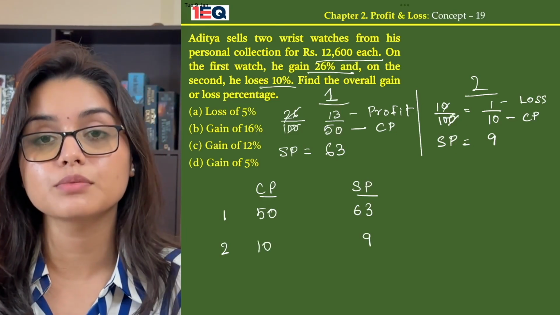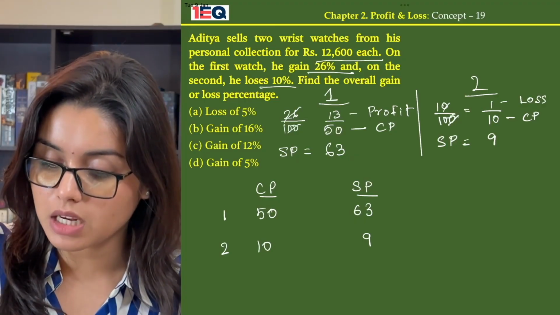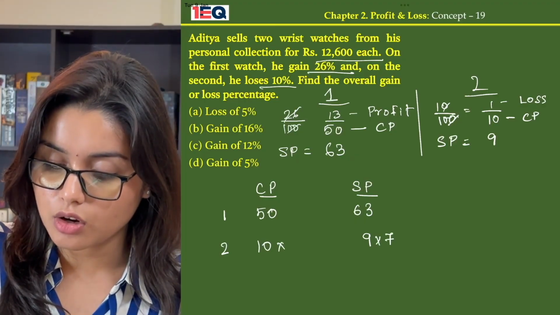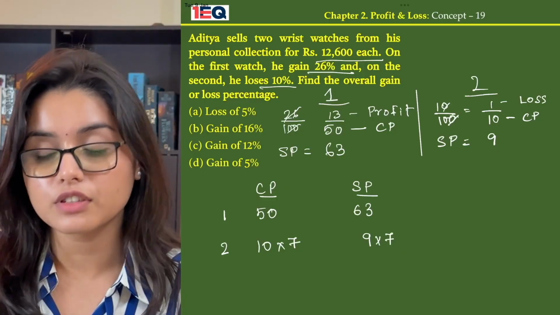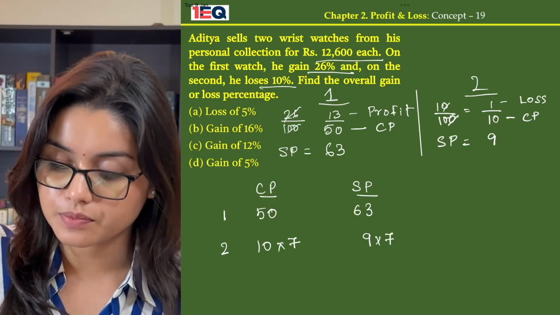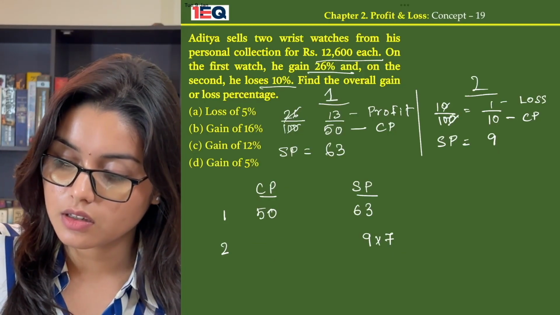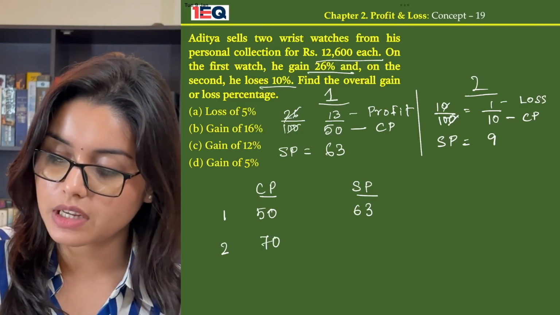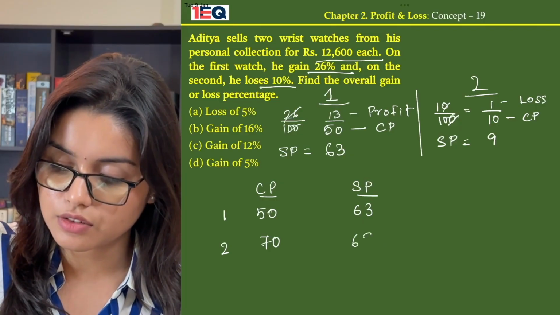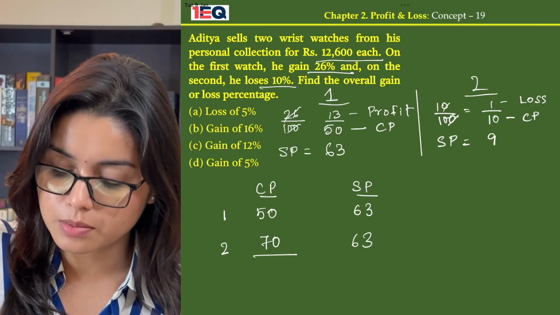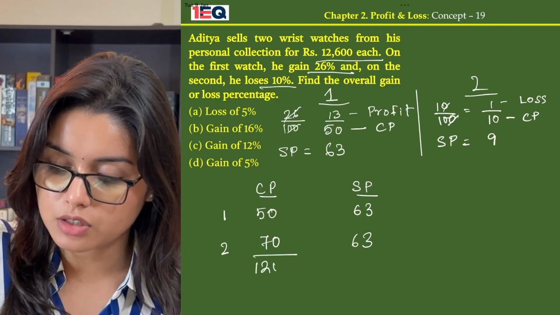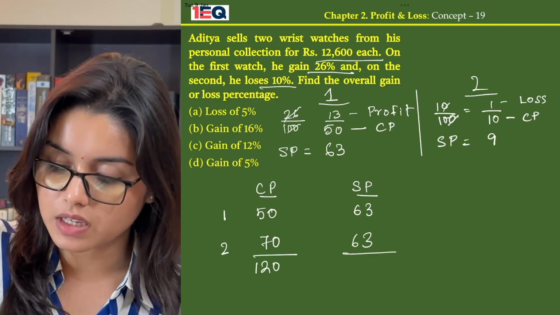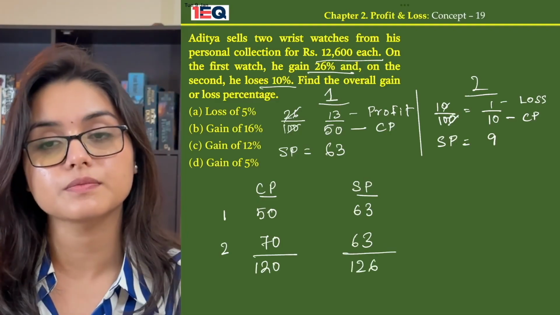Now, since the selling price has to be equal, we'll multiply the cost price and selling price with 7, which will give us cost price as 70 and selling price then becomes 63. So total cost price now becomes 120, whereas total selling price becomes 126.